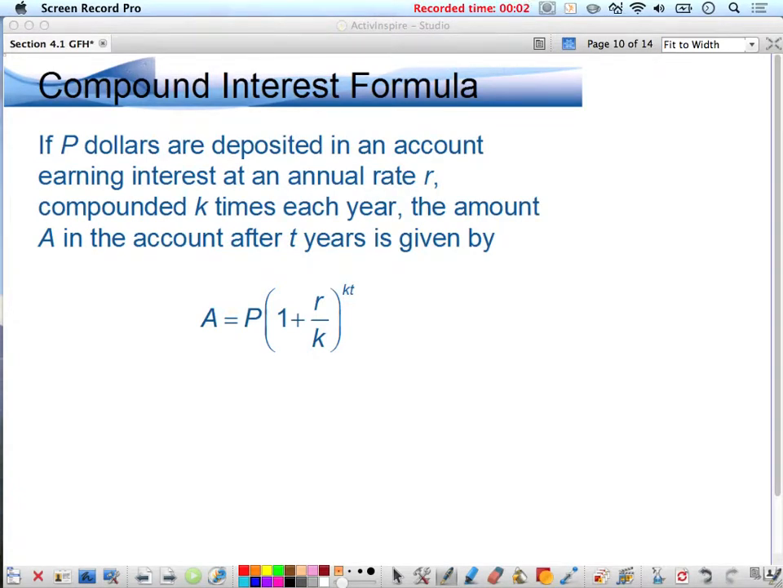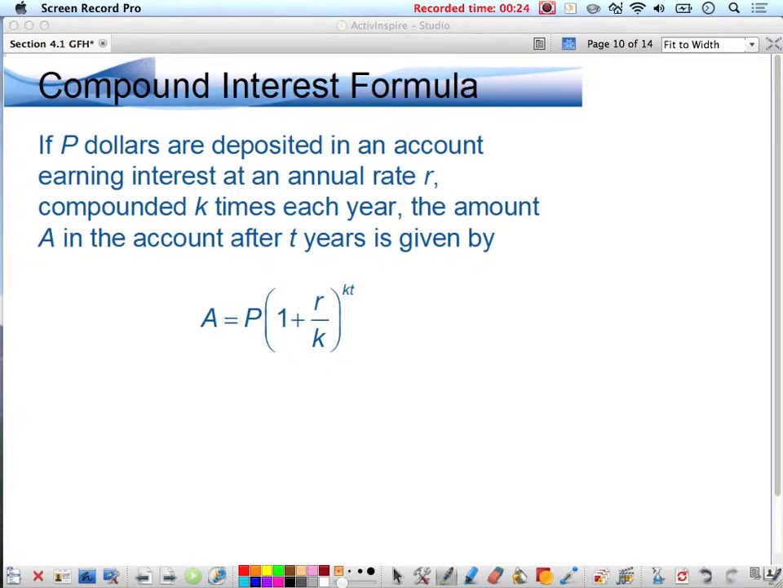Other than exponential growth and decay, which are more scientific applications, there are some business applications for exponential functions, and the first one is compound interest. Most of you are probably familiar with simple interest. You take the principal times the rate times the time. It tells you how much interest is owed. Well, compound interest is a little more complicated.